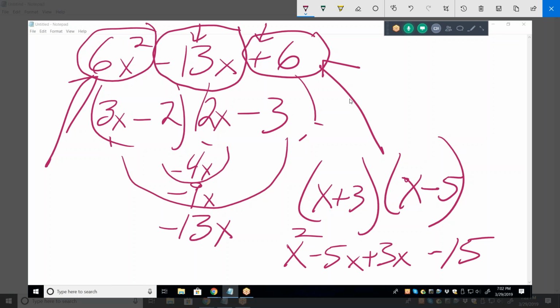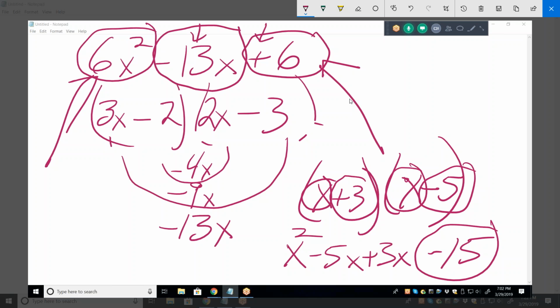Okay? Notice that the minus 15 came only from that times that. And the x squared came only from that times that. The middle term, which is going to be minus 2x, is a combination of the O and the I in FOIL. In other words, the middle term comes from that times that plus that times that.